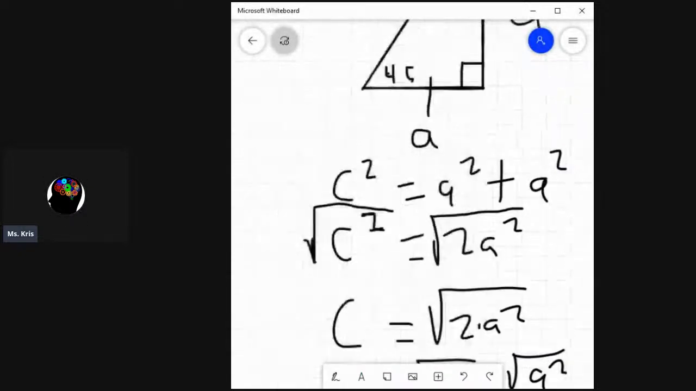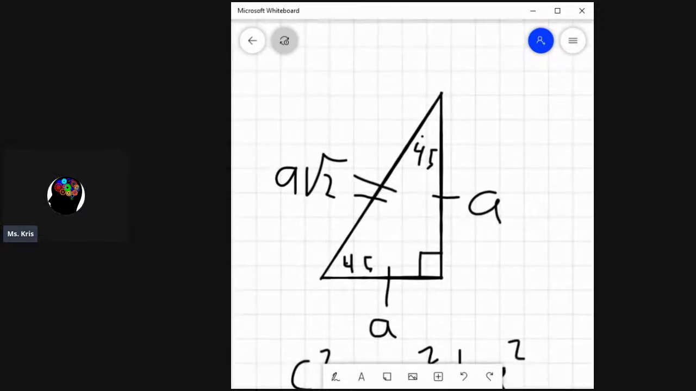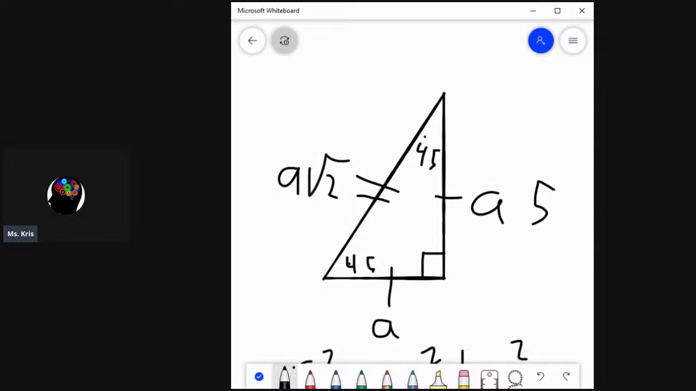So when we're dealing with a 45, 45, 90-degree triangle, to find the hypotenuse, if we have one of the legs, all we would do is multiply it by the square root of 2. So if a is 5, then the hypotenuse is 5 square root of 2.